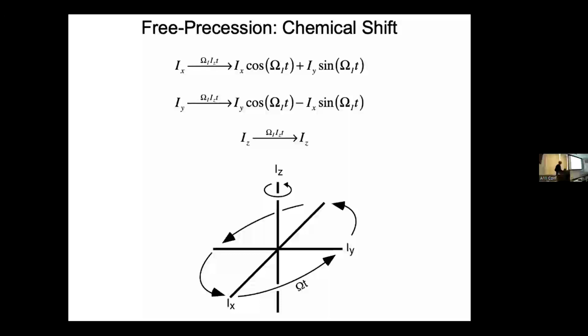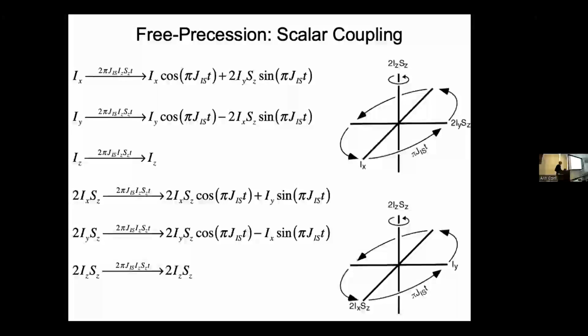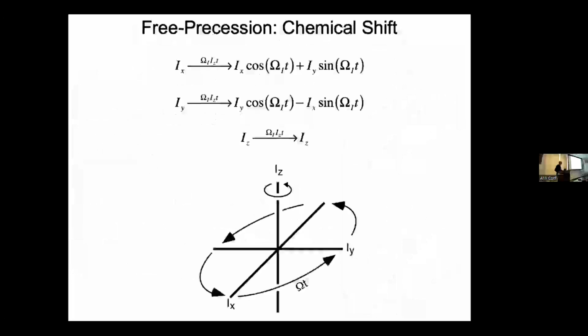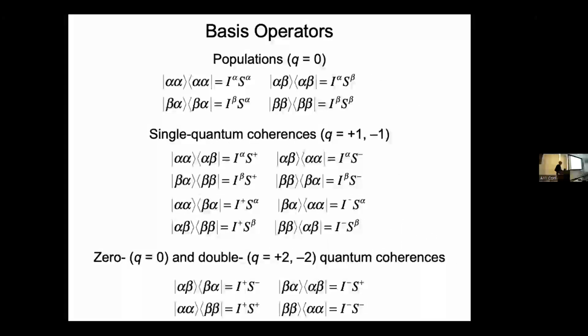And here's, for example, for rotations around the z-axis, which we normally think of as chemical shift. It turns out we can't do an RF pulse around the z-axis. We can mimic that by a sandwich of pulses, but the coil that delivers the RF is oriented in the transverse plane. Here's the evolution of scalar coupling. Pulses, etc.